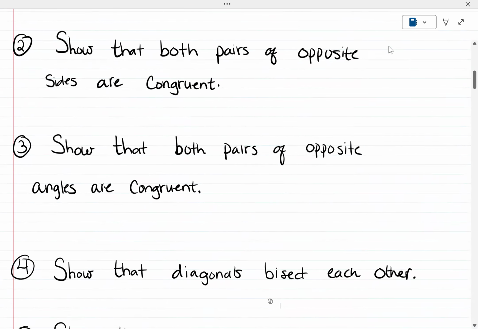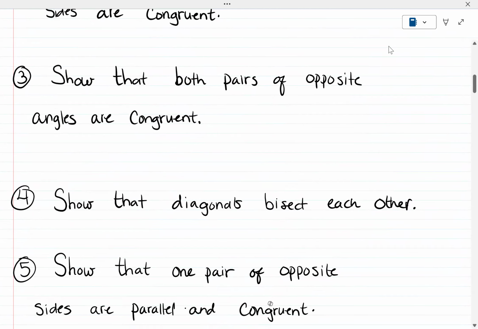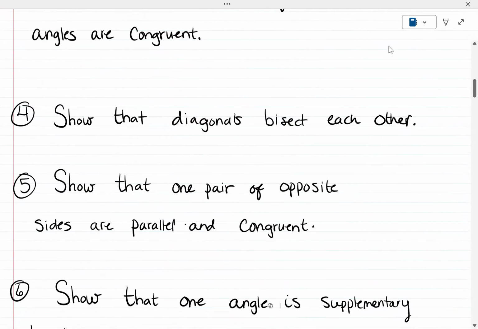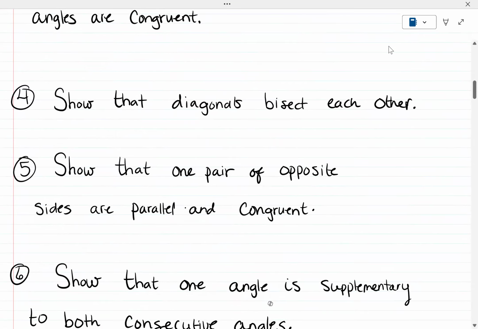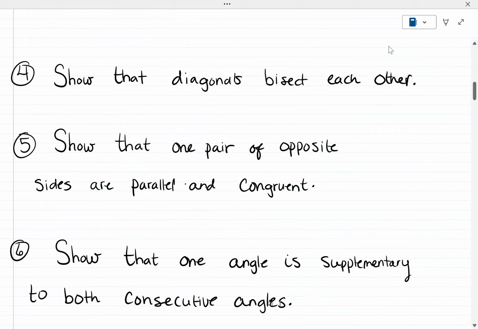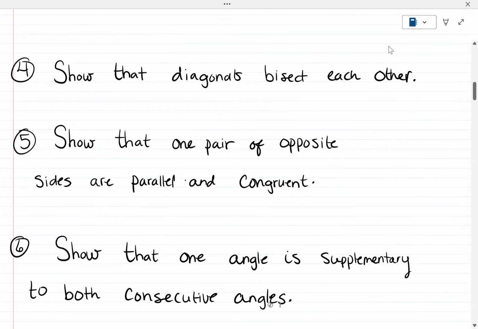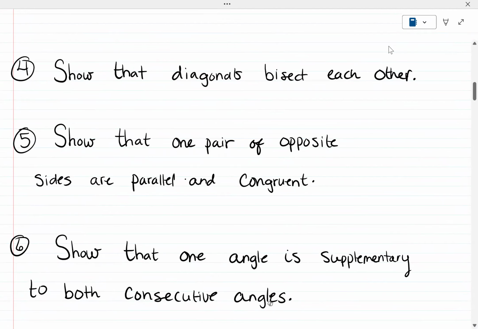Then we must show that the diagonals bisect each other. And then we also have to show that one pair of opposite sides are parallel and congruent. And then we got to show that one angle is supplementary to both consecutive angles. Supplementary just simply means 180, and I'll explain what that really means.